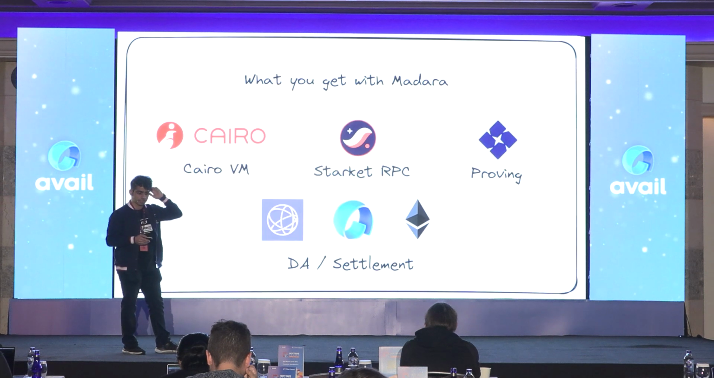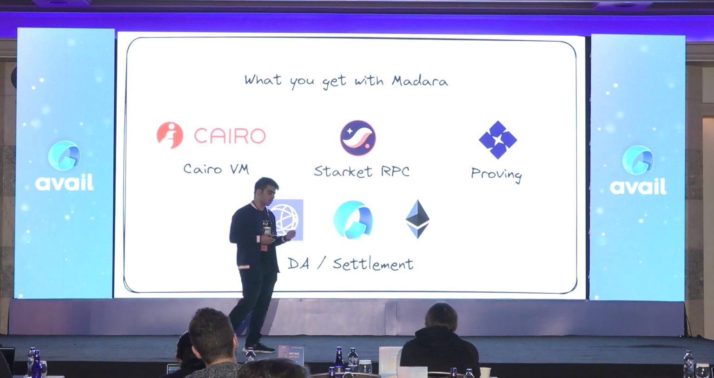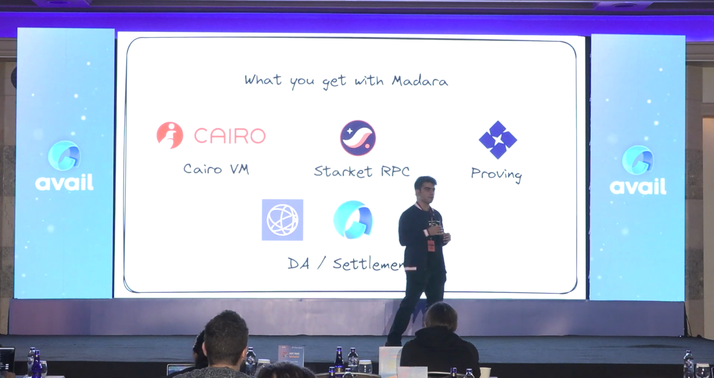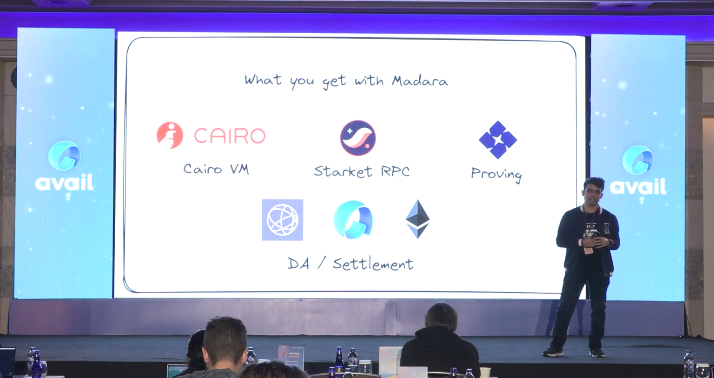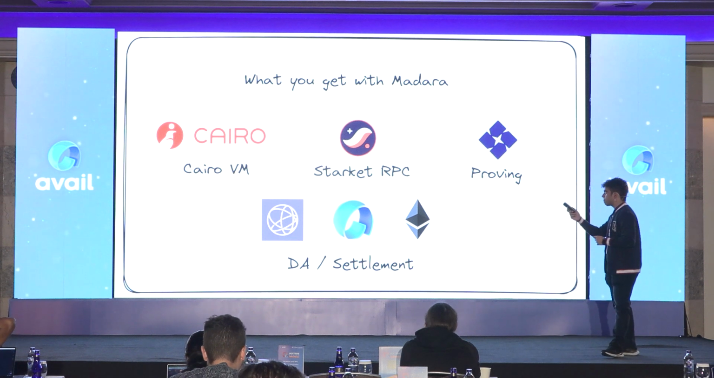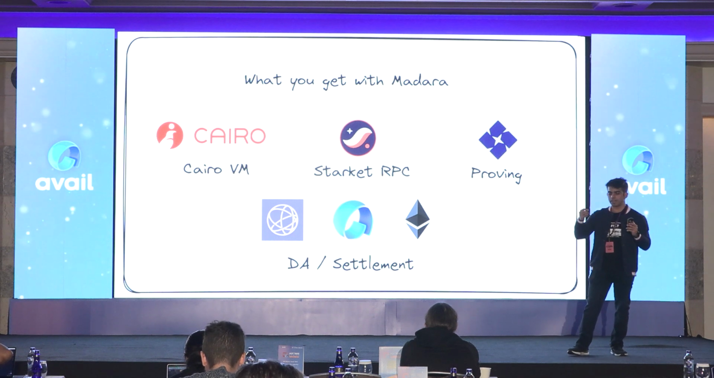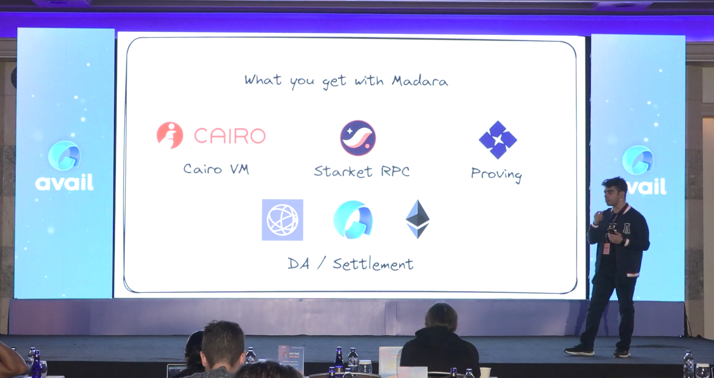And as you might have guessed, what we have gone ahead and done with Madara is that we've created our own pallet called Pallet Starknet. And Pallet Starknet basically gives you a lot of features out of the box. I'll just quickly go through what happens when you're using Madara to build your app chain. What are the things that you can get out of the box? So the first thing is the Cairo virtual machine. And those of you who are not very familiar with Cairo, it's basically a provable language. It lets you write smart contracts which are provable.